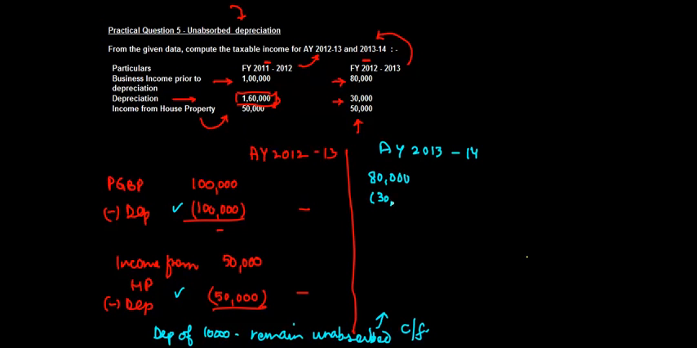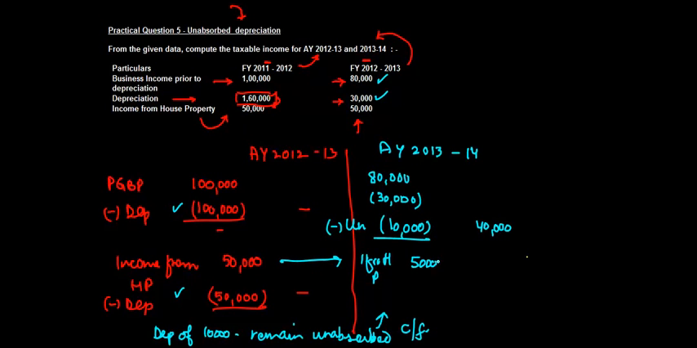Your depreciation is 30,000. This is for the current year, less unabsorbed depreciation of 10,000. So the entire thing is absorbed. You get an income of 40,000 under the head profits and gains of business and profession. Now income from house property is going to be 50,000 here. Since there is no more unabsorbed depreciation, we will not set off anything, and this 50,000 will come in the outer column. So the total income will be 50 plus 40 or 90,000.